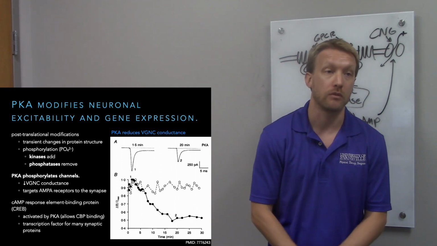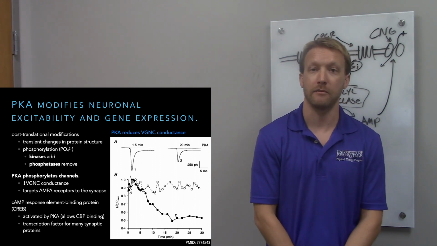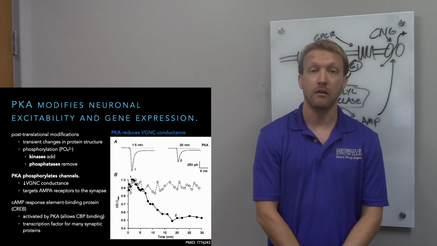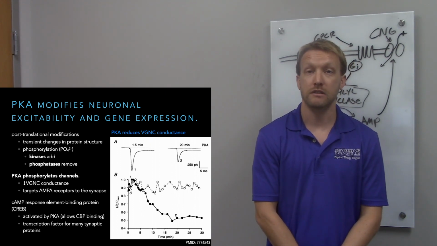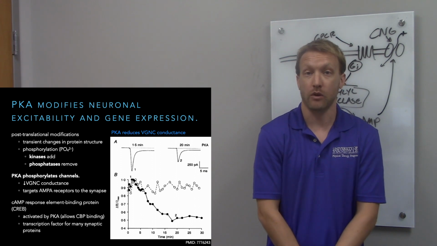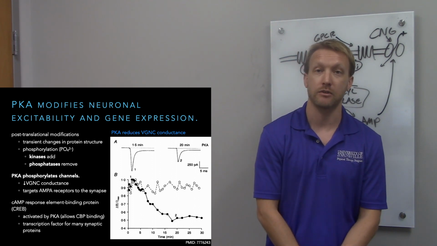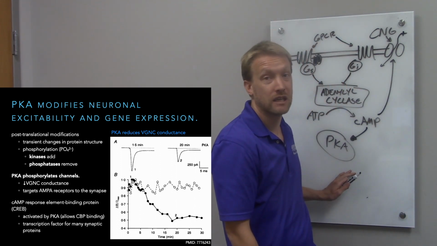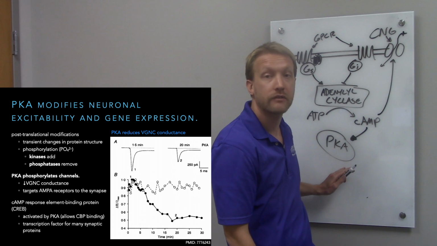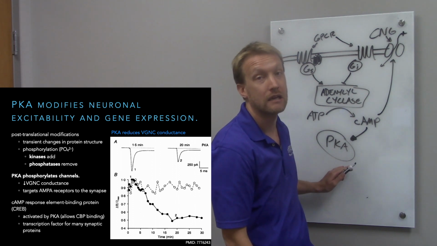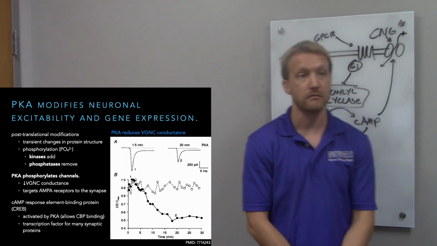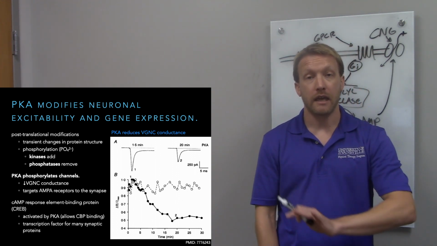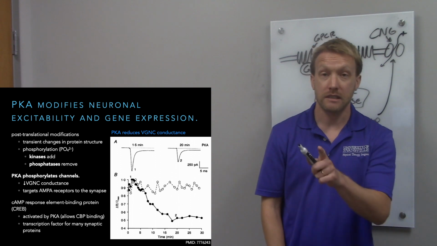Maybe it makes it more excitable. Maybe it doesn't, right? Maybe it turns off voltage-gated sodium channels. It does that in some neurons. Hey, maybe it increases the expression of AMPA receptors, making it more excitable. Hey, it does that in some neurons too. So just knowing that protein kinase A is activated doesn't tell us much, because every cell is going to treat protein kinase A a little differently. But no matter what the cell, protein kinase A will phosphorylate something, because it's a kinase.